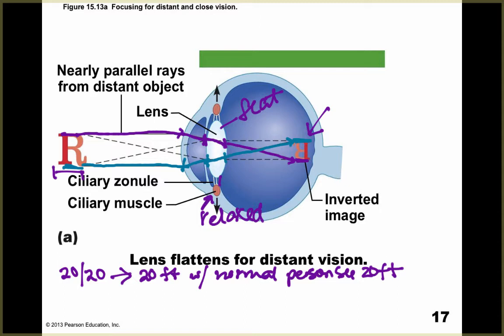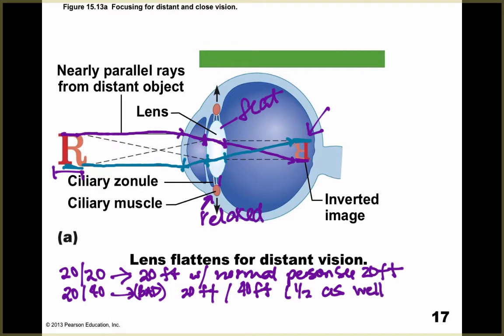Now, what if we have 20/40? Is that good or bad compared to normal vision? This would be bad, right? This says you're seeing at 20 feet what normal people see at 40 feet. So your vision is half as good. So that means you're going to need glasses.